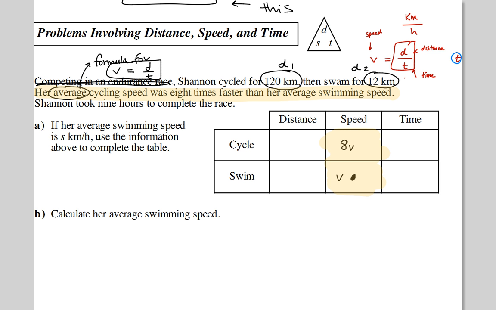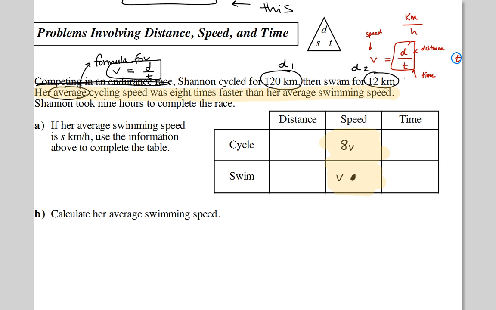So what we did is we assigned the letter V to the swimming speed because cycling is 8 times that. So it makes sense to write it like this. Then it says Shannon took 9 hours to complete the race. So don't do this. It would make more sense if it was something like this. Why? It takes longer to swim. Now we don't know what they are individually. But what we can do is create a rational expression.